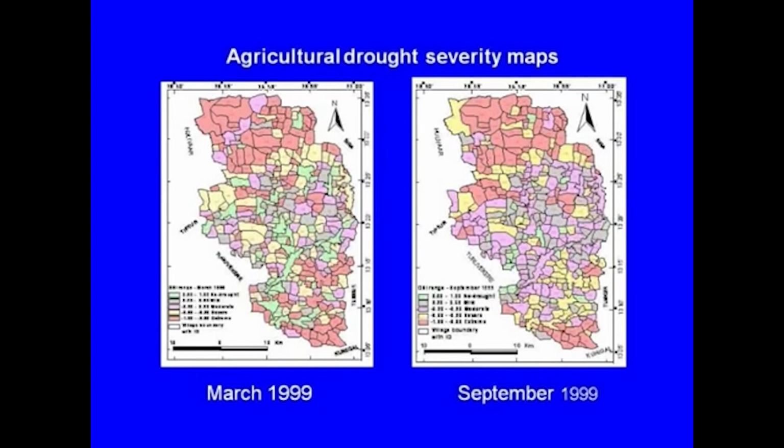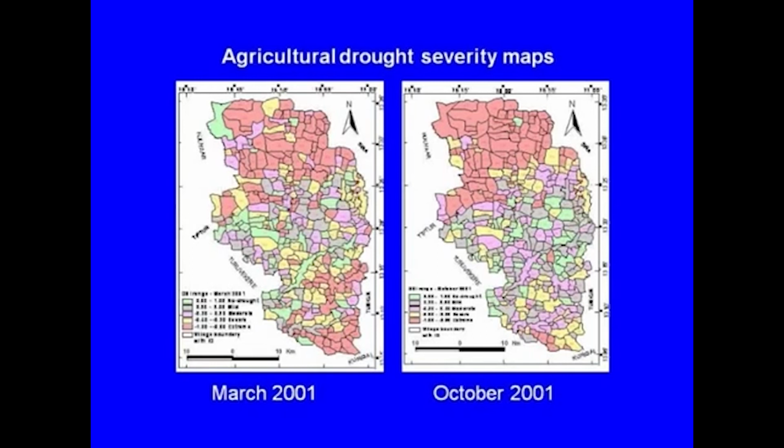Similarly, the same type of exercise has been performed for the year 1999. Here the viewer may be able to appreciate that in some portion the drought severity from extreme conditions has reduced, that is, there is an improvement in the mitigation measures which have been implemented in the area.